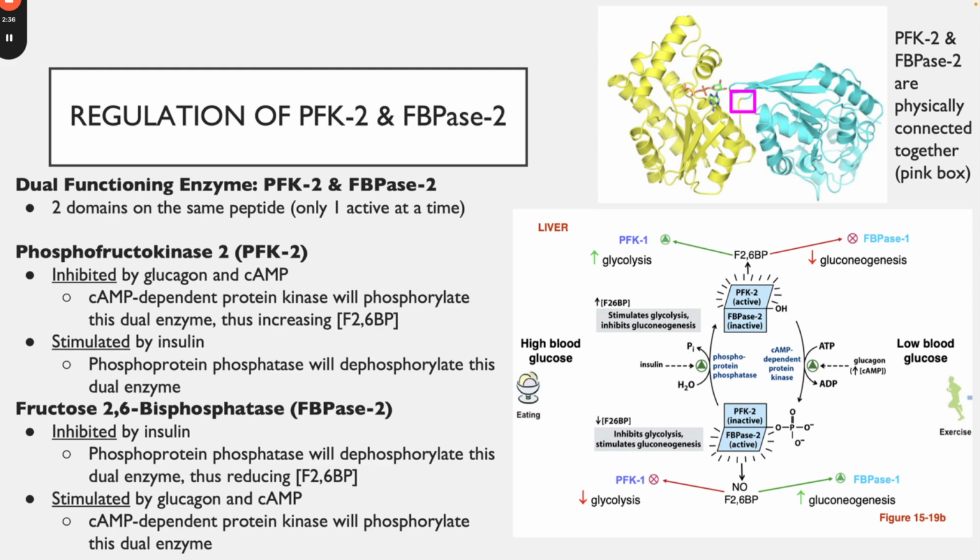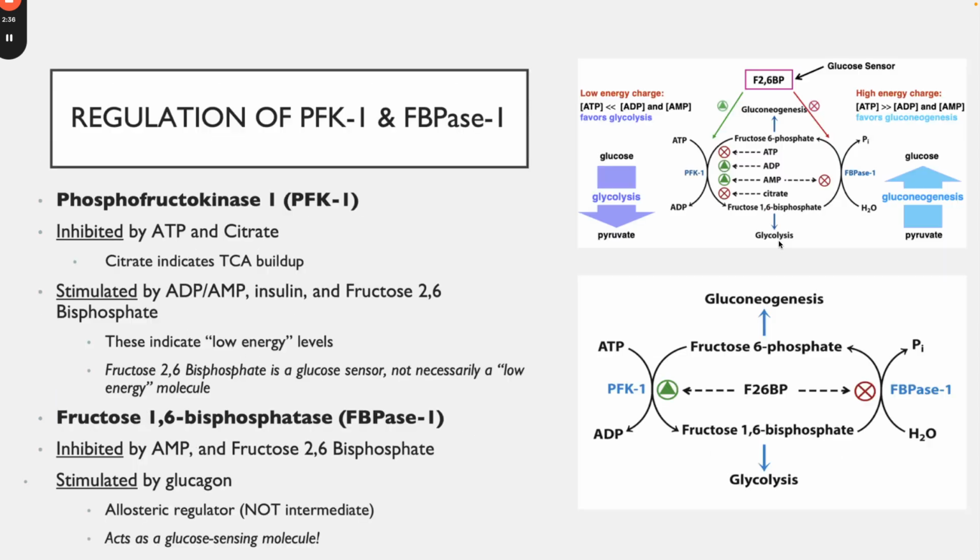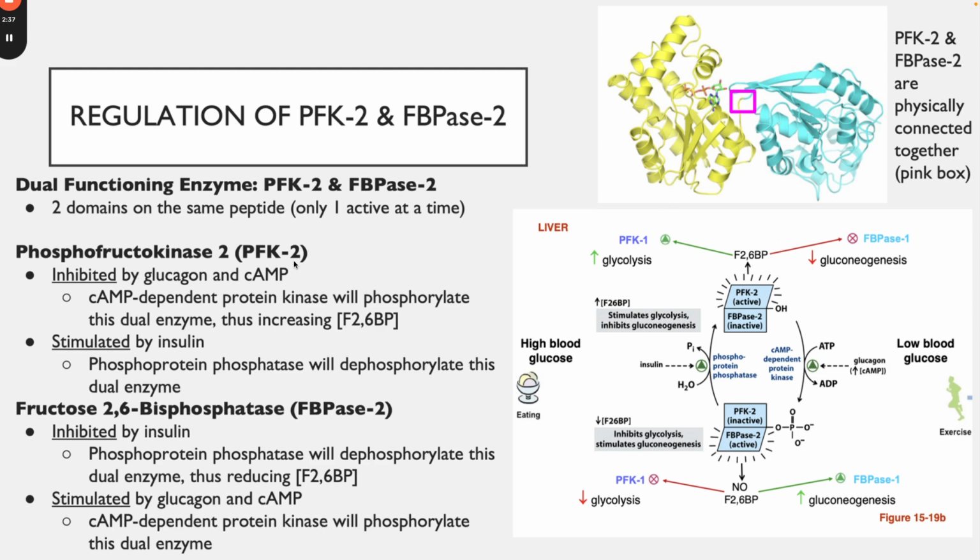PFK2, we're talking about this not in energy terms right now. We're talking about this in terms of glucose levels, because that's exactly how it's regulated. So remember, orienting ourselves, PFK2 is going to form our fructose 2,6-bisphosphate. This is exactly how F26BP acts as a glucose sensor. That's what this slide is going to tell you. In this one, PFK2 is going to be stimulated by insulin. And to orient you on this diagram, PFK2 is active when it's hydroxylated, when it's not phosphorylated, whereas FBPase2 is activated when we have the phosphate group attached.